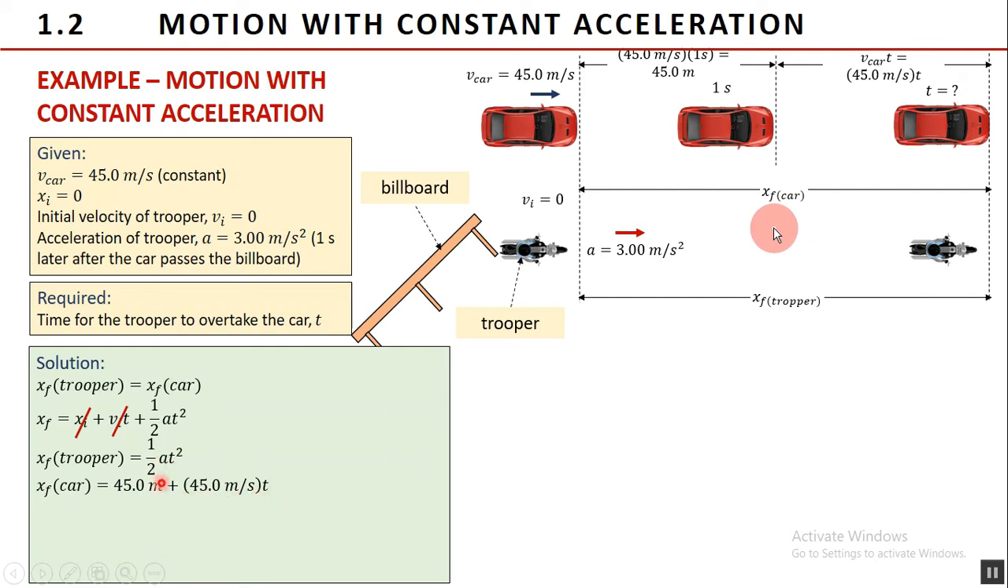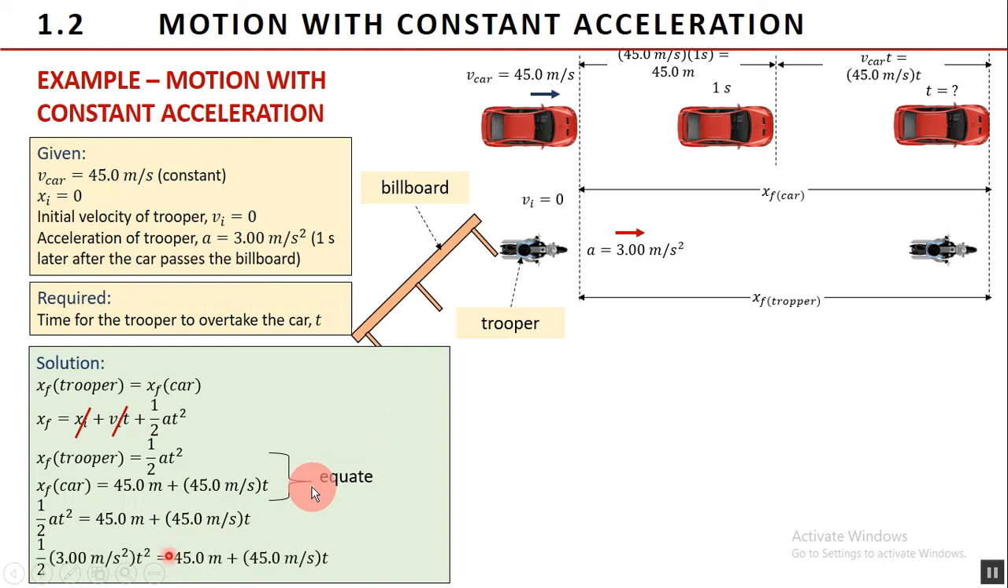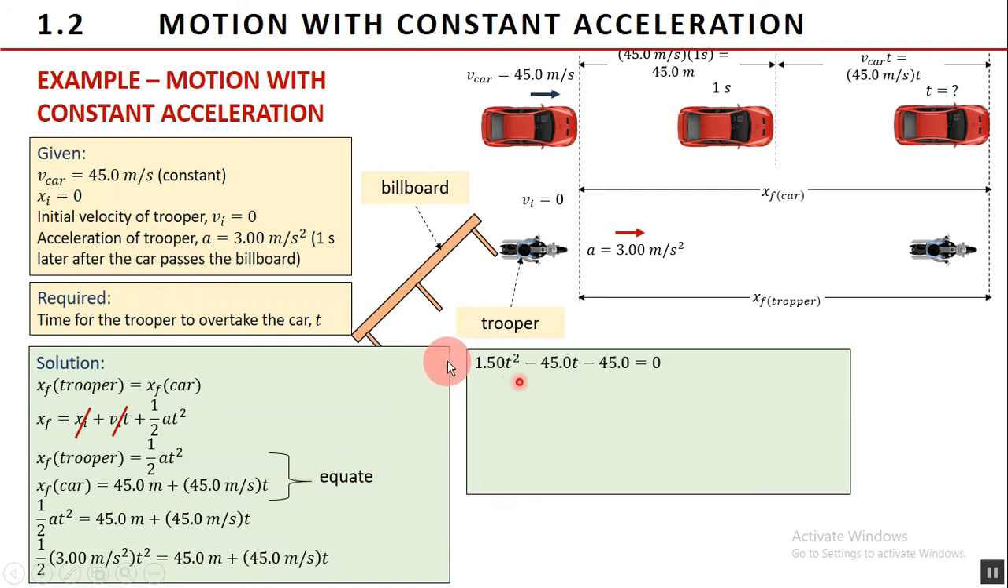Now we have established expressions for their positions, which we knew should be equal, therefore we can equate them. So we have the expression 1/2 a t squared equals 45 plus 45 t. Substitute the known information and rearrange, because this appears to be a quadratic equation. We transform it to standard form, omitting the units for a while for simplicity. This will give 1.5 t squared minus 45 t minus 45 equals 0.